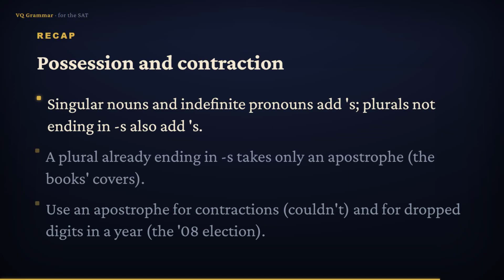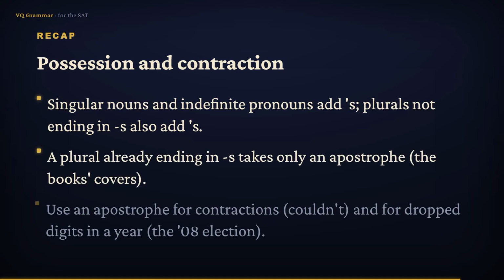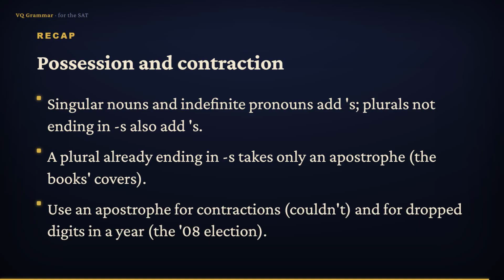Let's wrap up. The apostrophe shows possession and marks what's left out. Add apostrophe s to a singular noun, to an indefinite pronoun, and to a plural that does not end in s. Add only an apostrophe to a plural that already ends in s. For compounds, make the last word possessive. For joint ownership, only the last name. For separate ownership, each name. And the apostrophe also stands in for missing letters in a contraction and missing digits in a year.